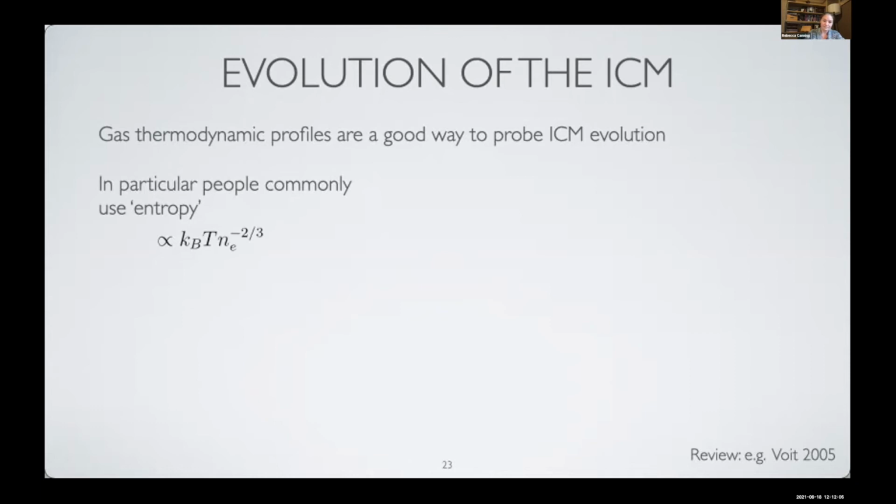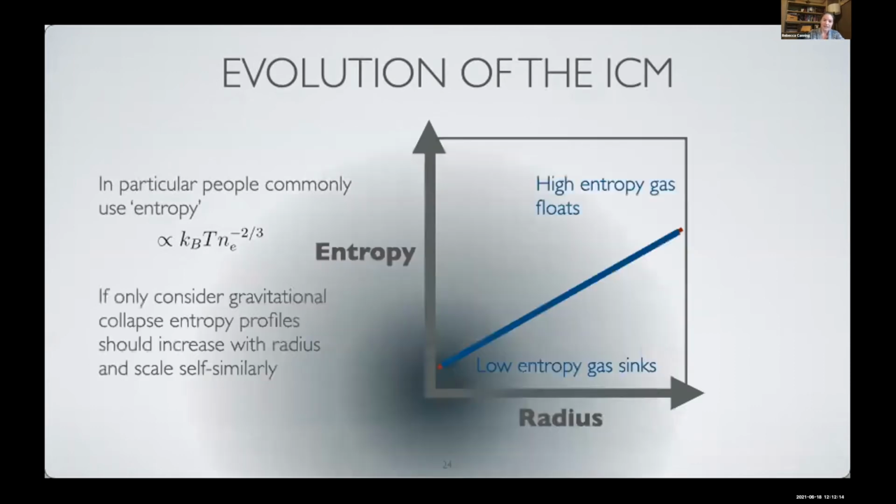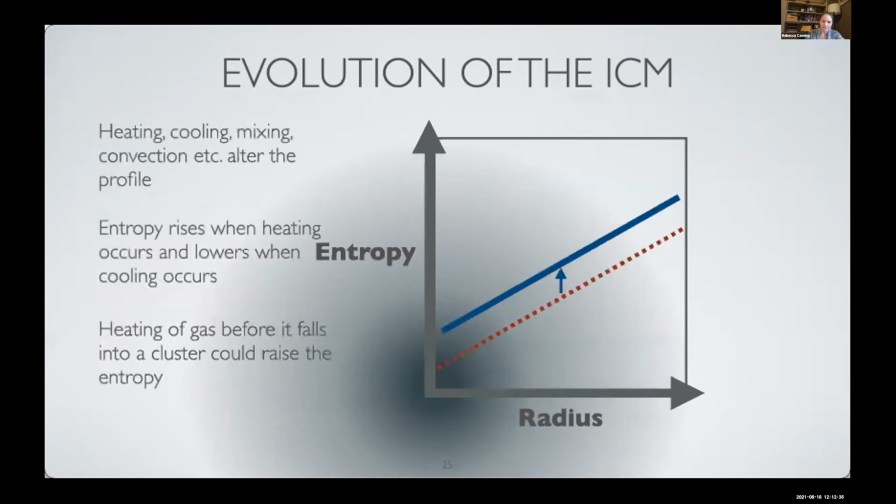A common profile that people use is the specific entropy. This is related to the temperature and the density to the -2/3. Why do people use it? It's favored because it tells you something about the structure of the gas. In the presence of gravitational processes only, the low entropy gas will sink to the bottom of the potential well, and the high entropy gas will float. You're left with a profile that predictably decreases towards the core, and it's going to scale self-similarly. So it's nice and predictable.